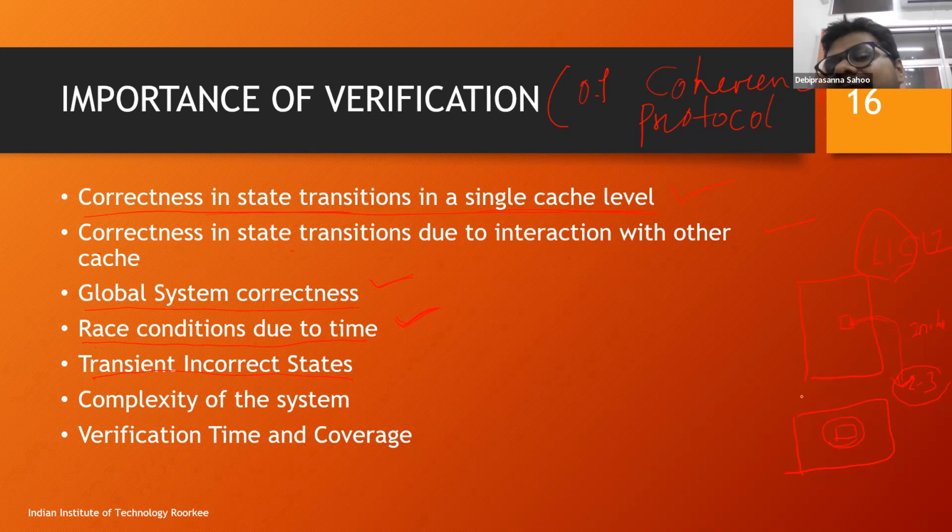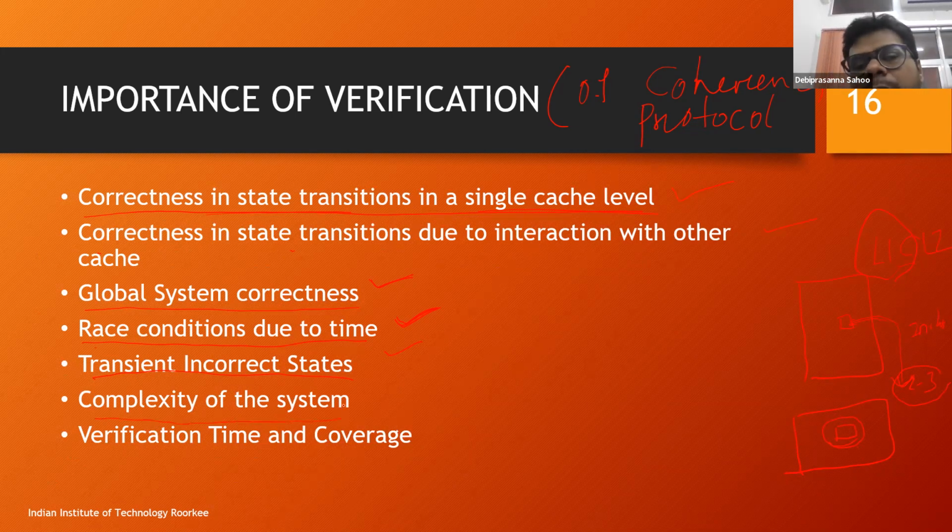Because of timing, it might happen that we are in some transient states and in a wrong state. But what should happen is that after the transaction completes, we should not be in a wrong state. So we need to take care of these things in the protocol also, which might not be directly visible as we are drawing these state machines. Now, of course, verification is important because of the complexity of the system.